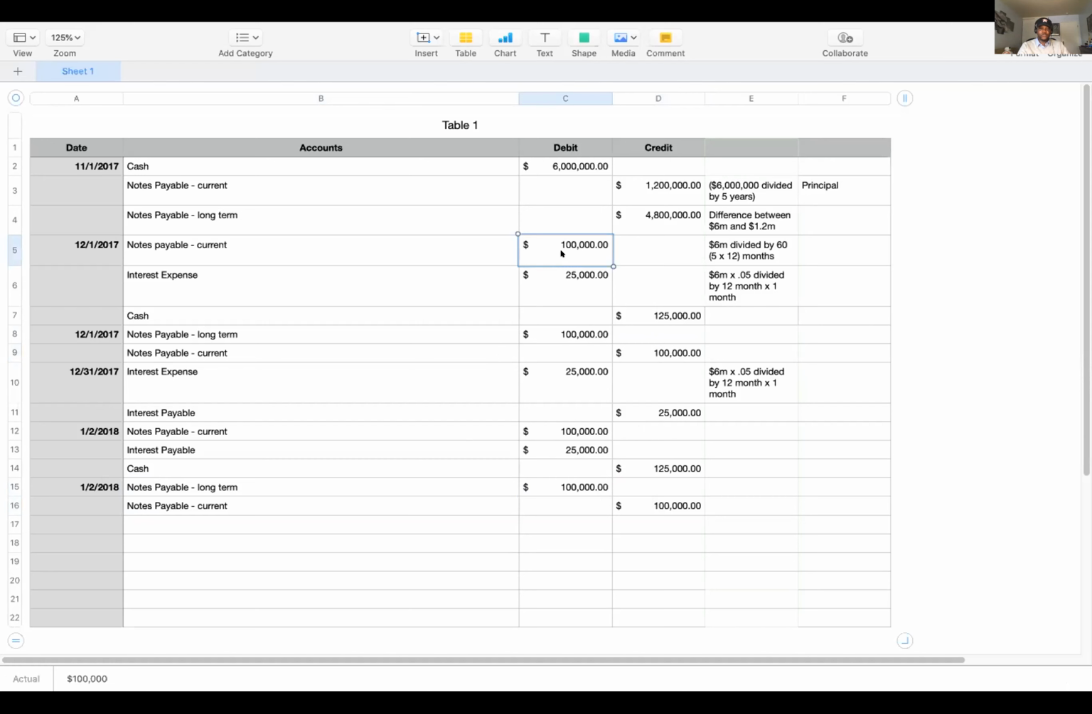So in this example, since we're paying $100,000 in principal every month, right, and for the next 60 months, that means at any given point in time, we're going to owe $1.2 million in principal over the next 12 months until we get to like month 49, and then we only owe 11 months, and then month 50, and then we only owe 10 months, right? So it's only in that last year that the notes payable current starts to go down.